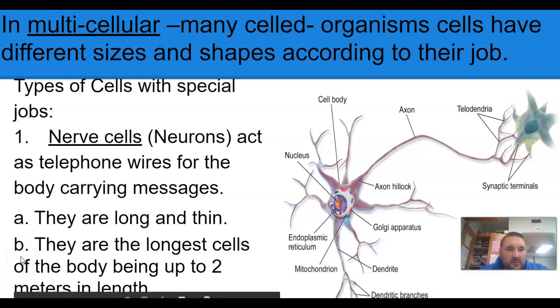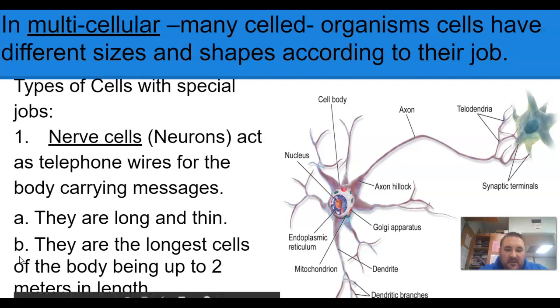In multicellular organisms, you have many cells. Organisms are specialized, so each job has something to do. My job is to teach science. You have a math teacher, you have a history teacher, you have a reading teacher. Each one of them gets specialized in one thing.